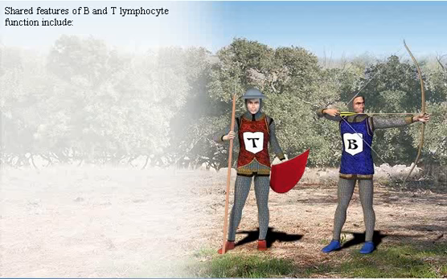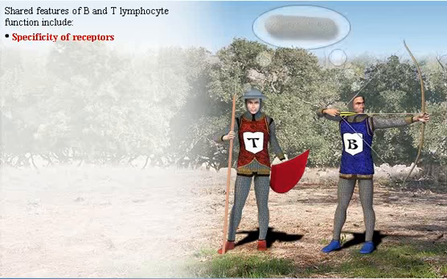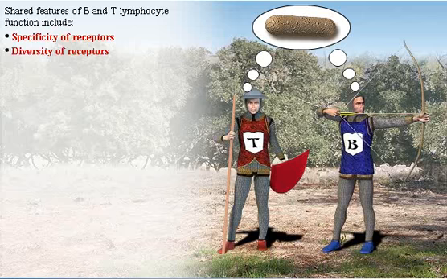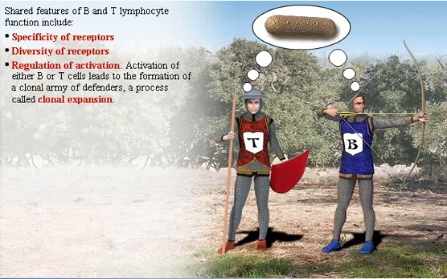The shared features of B and T lymphocyte function include specificity of receptors. B and T cells both have receptors that are specific for a specific antigen. Diversity of receptors. There is a huge number of different lymphocytes, each with its own unique antigen receptor. Regulation of activation. Because of their destructive capabilities, both B and T cells must be tightly regulated.